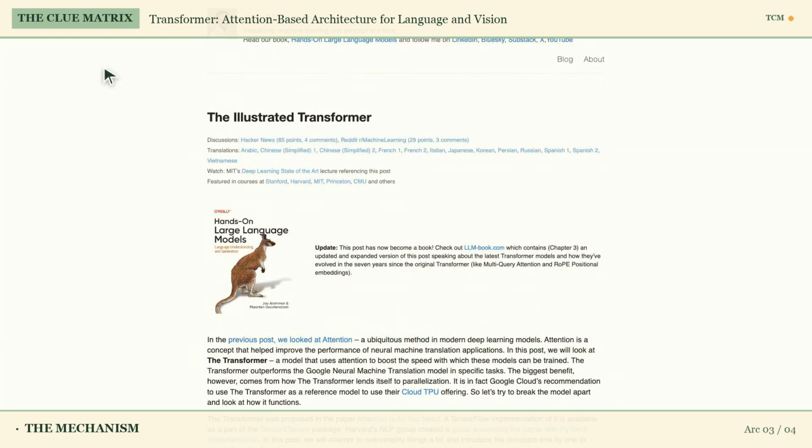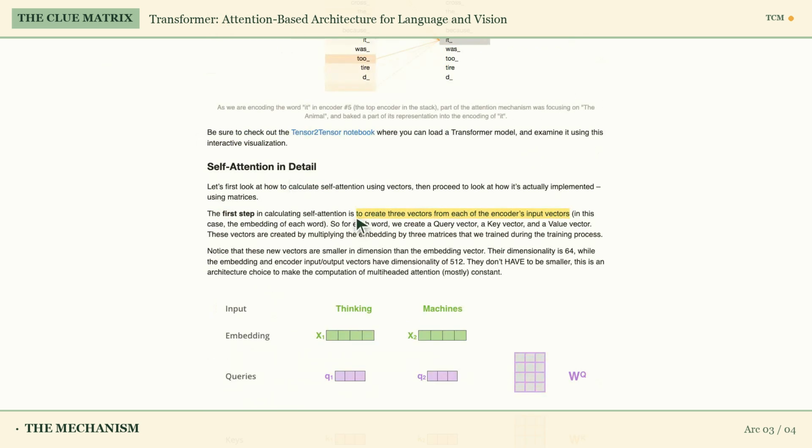The secret sauce for self-attention starts with three crucial vectors for each input word: query, key, and value. These are created by multiplying the embedding by three matrices that we trained during the training process. So for every word, we get three different perspectives or roles? Exactly. The query asks, what am I looking for? The key says, what do I have? And the value is, what information do I carry?